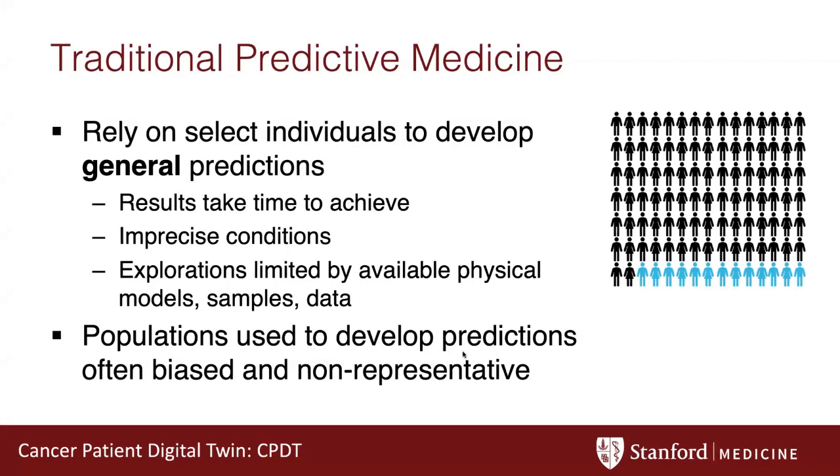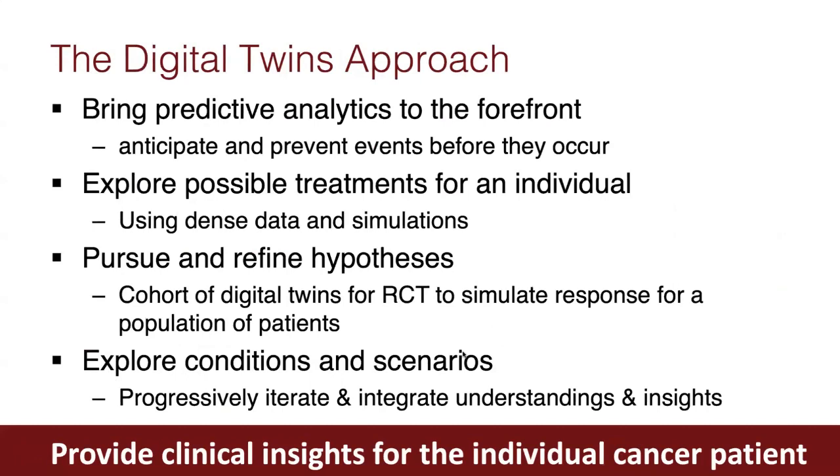In general predictive medicine, we're making general predictions. So, 10 out of 100 patients have this side effect of this drug. Well, that's great if I consider myself in the 10 percent, but often patients are like, well, what about me? How does that really relate to me? And I think that's where the digital twin comes in.